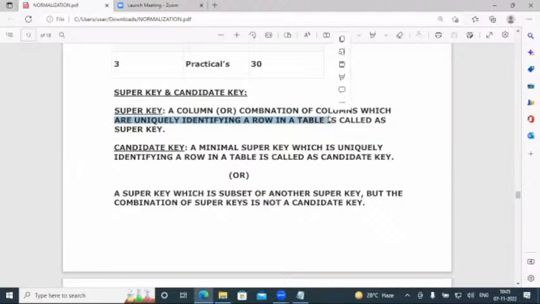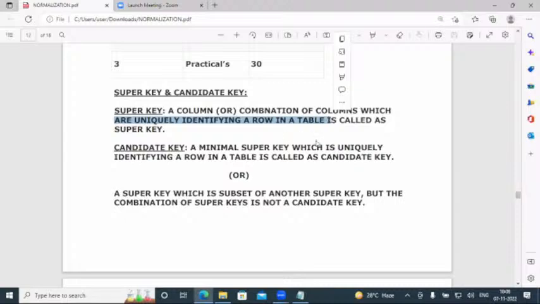So for a single column, each and every value in that column should identify a row with uniqueness. Unique means different, not the same. So that is a single column. Either that, or a combination of columns: if a combination of any two columns' data identifies each and every row with uniqueness, that is also called a super key. Do you understand the definition a little bit?